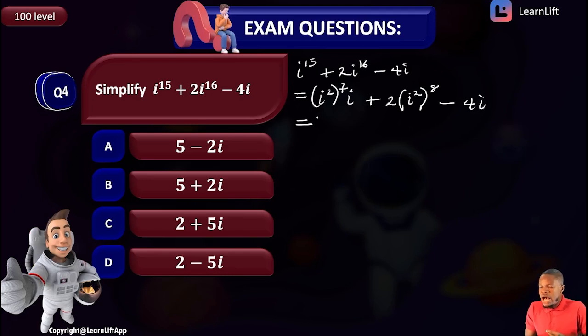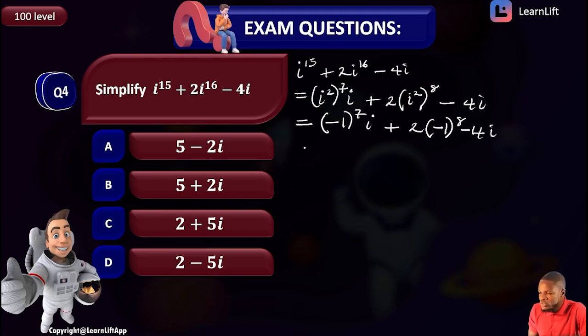This is going to give us i square is minus 1 raised to the power of 7, and then i plus 2 into i square is minus 1 raised to the power of 8 plus minus 4i. Now what are we going to have this to be? This is going to give us minus 1 raised to the power of an odd number. That's going to give you minus 1. Minus 1 times i is going to give you minus i. Minus 1 i is the same thing as minus i, right?